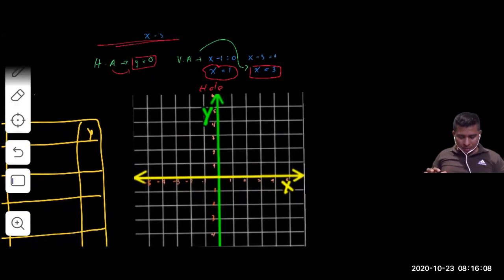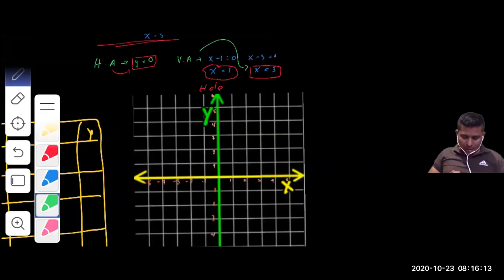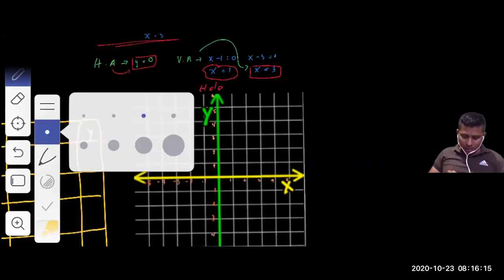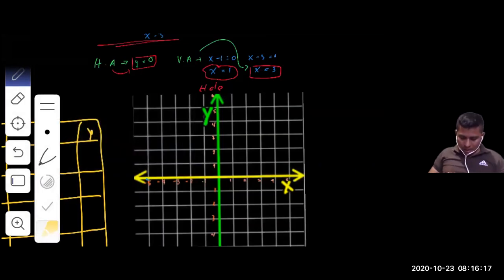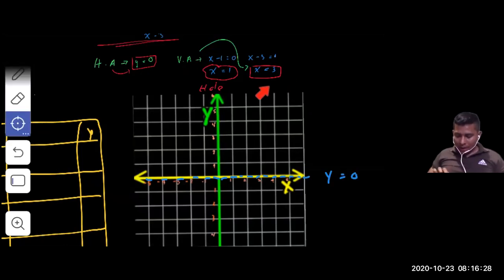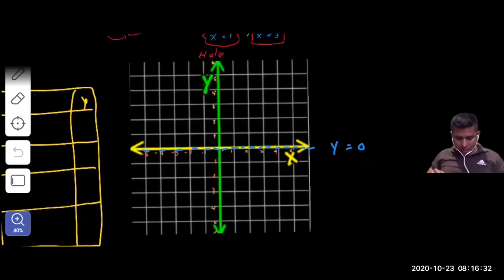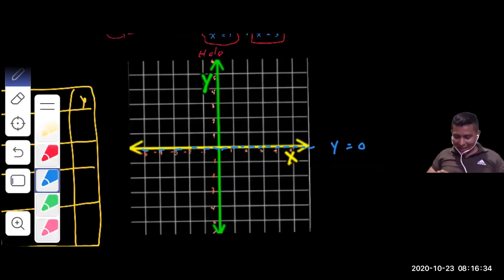The horizontal asymptote is y equals 0, which is something pretty simple, right? Let's plot it on the x-axis. I'm going to plot this here. This is my y equals 0. What else? The vertical asymptote, we only have one: x equals positive 3, not on the negative side. Positive 3, x is exactly this line.